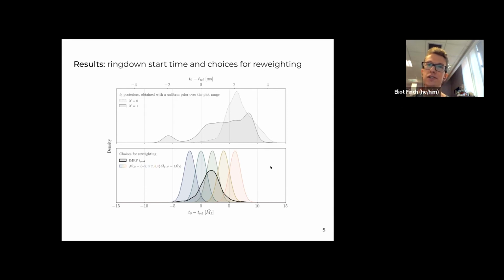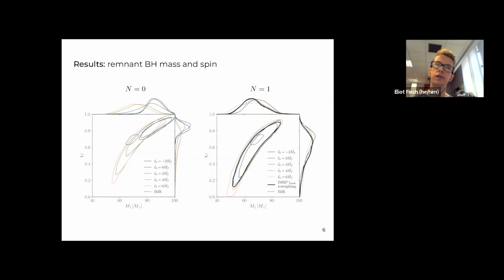But you can just think of this as using different priors. So first of all, we can get posteriors on the remnant black hole mass and spin. I'm showing here results where we don't include an overtone and a result where we include one overtone. Each of these contours is from a different choice of the prior, so the colors match up to what's shown on the previous slide.